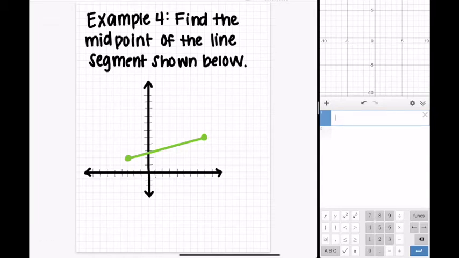All right, in example 4, this time we aren't given the 2 endpoints. We have to find them based on the line segment on the coordinate plane. So the point on the left is at -3, 2. Point on the right is at 8, 5.